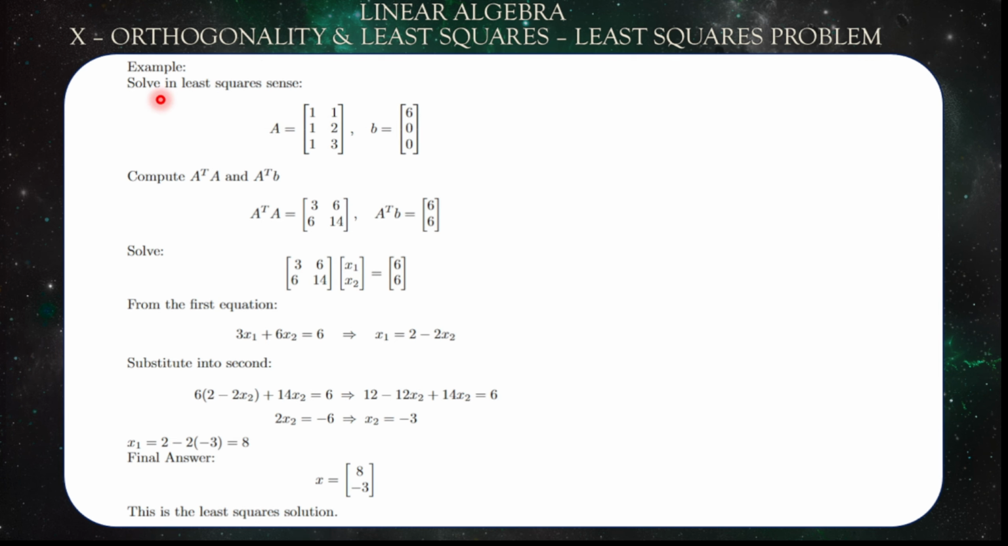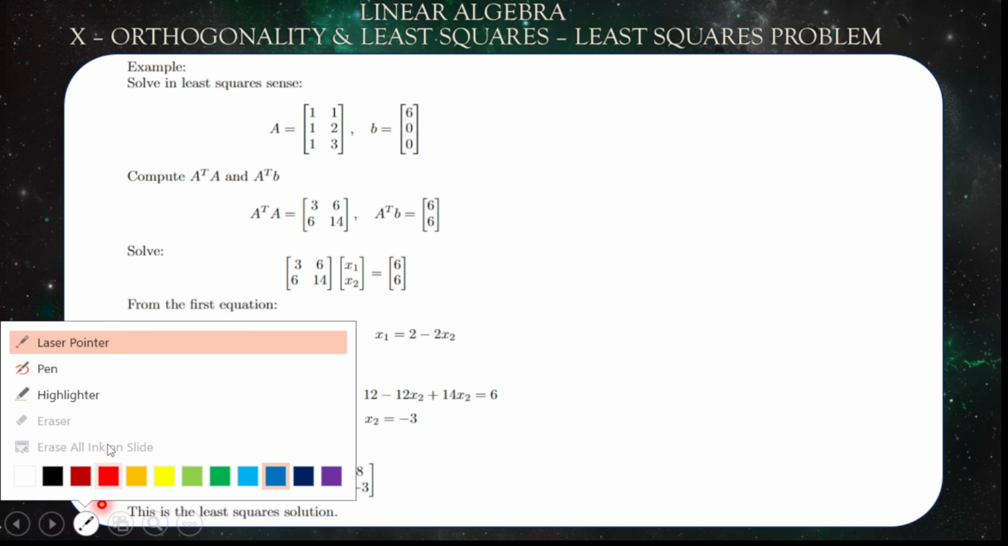Example: solve in least squares sense. A equals [1, 1, 1; 1, 2, 3] and B equals [6, 0, 0]. Okay, we need to compute A^T times A, which is the transpose of A times A, and then the transpose of A times B. So let us check it out.